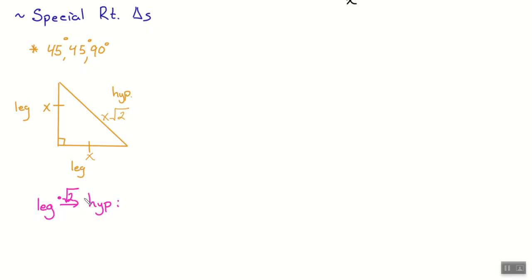On what kind of triangle? Try it again. 45, 45, 90. We just take the leg and we multiply it by root 2. I have no issue if your answers have root 2 in them. I actually prefer it because the square root of 2 is like 1.414, and so on. I like root 2. I'm okay with that.